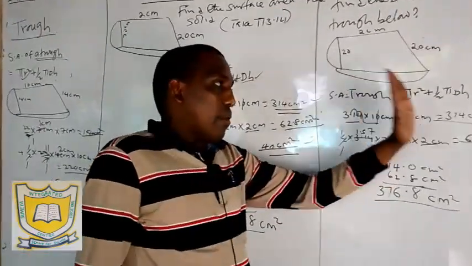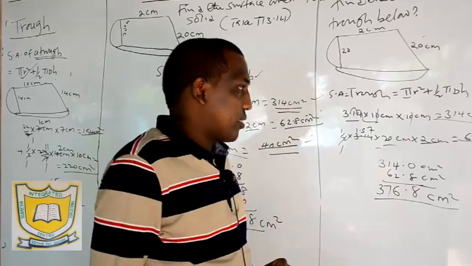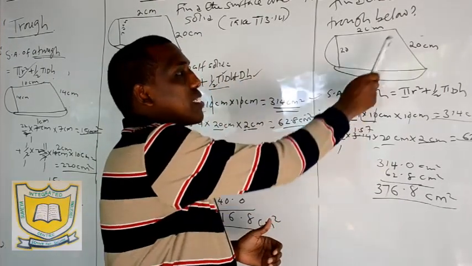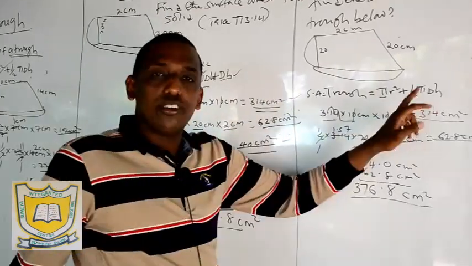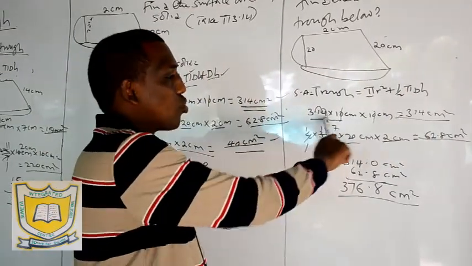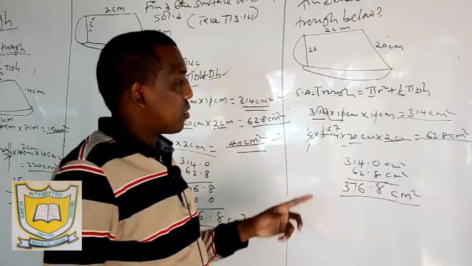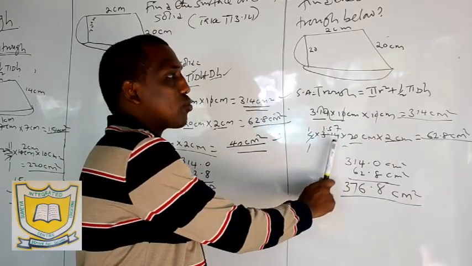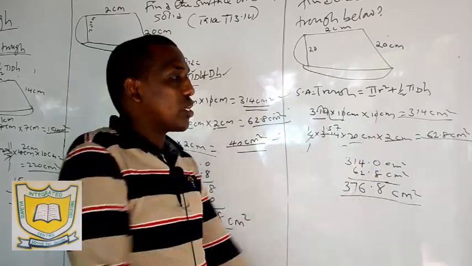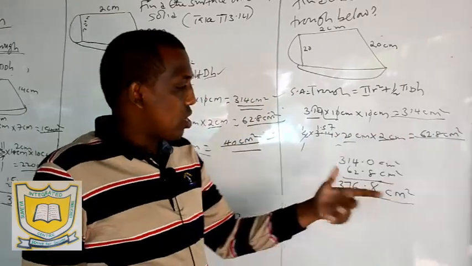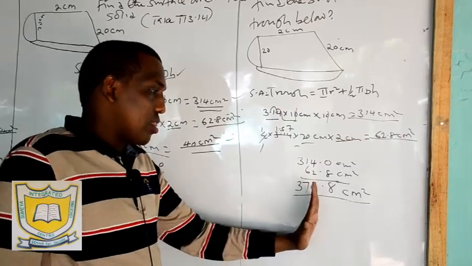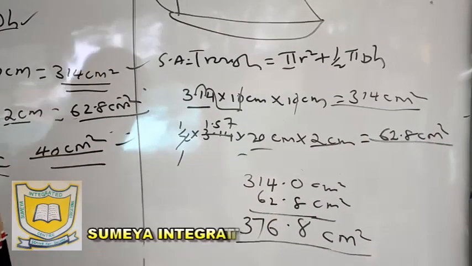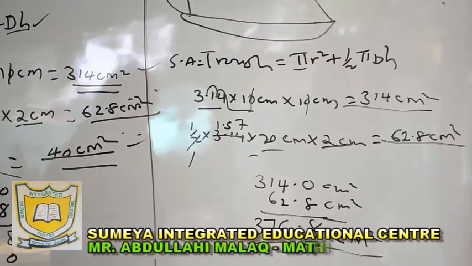Trough surface area is πr² plus ½πdh. The matter is only to cram the formula. So 3.14 times radius 10 times 10, you will get 314. The zeros will go with the decimals. Plus a half times 3.14 times the diameter 20 times 2, you will get 62.8 centimeter squared. What do you do now? You add the two. After adding the two, you will get 376.8 centimeter squared. That is how we solve that one.